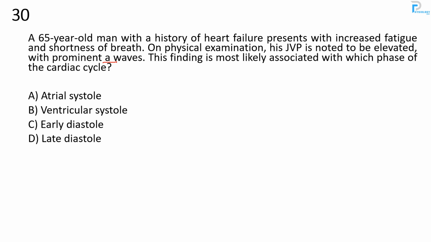So remember A for atrial, okay? So A is atrial systole. So when the atrium contracts, the pressure in the atrium increases, and the increase in atrial pressure causes the increase in jugular venous pressure as well. And that makes that positive wave, which is known as A wave in the jugular venous pulse curve.